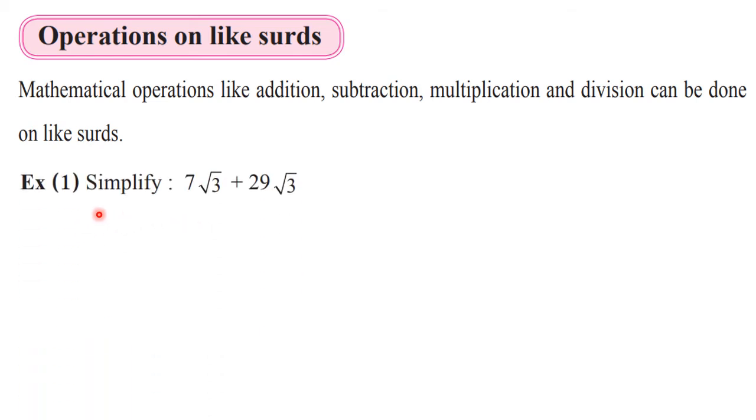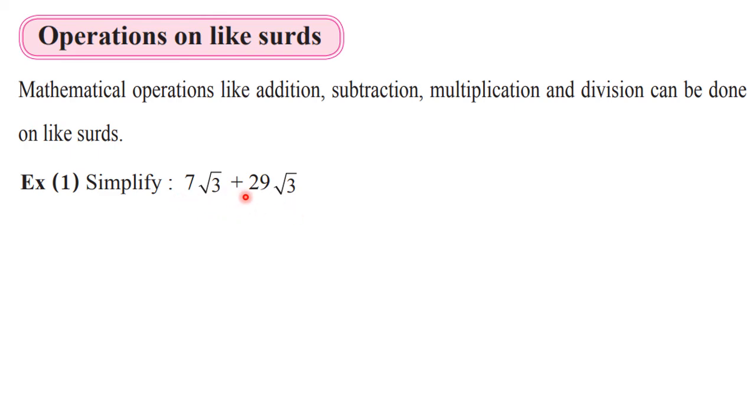So first example here, simplify. Always the heading will be simplify. 7 root 3 plus 29 root 3. Now see, these two are like surds. I told you that while deciding whether the surds are like or not, you have to only observe the irrational part. Don't see the rational part. Like 2x plus 3x, you can write 5x. So similarly here 7 root 3 and 29 root 3. Here root 3 and root 3, the irrational part is exactly same. That is why we can say that these two are like surds.